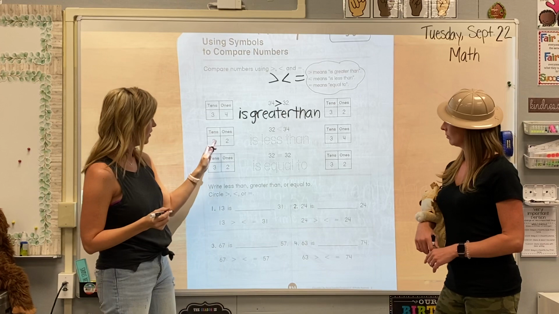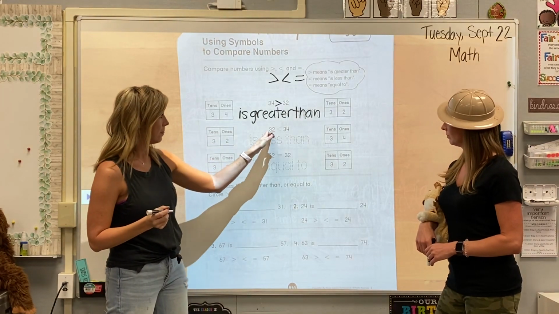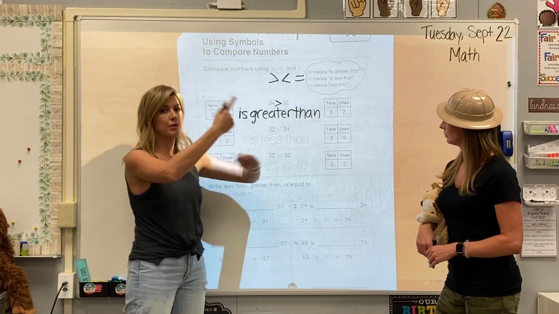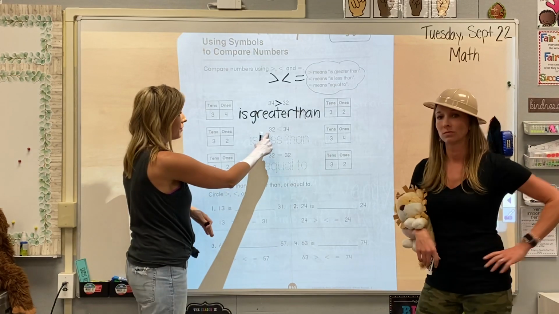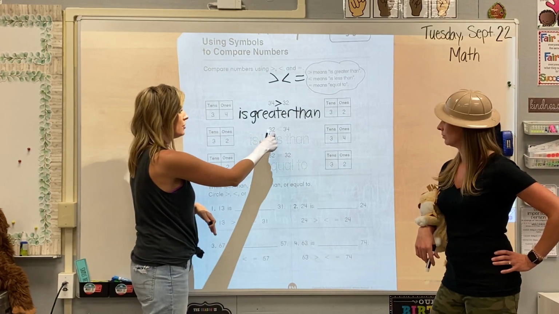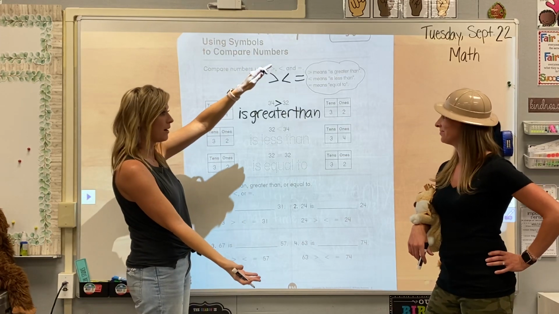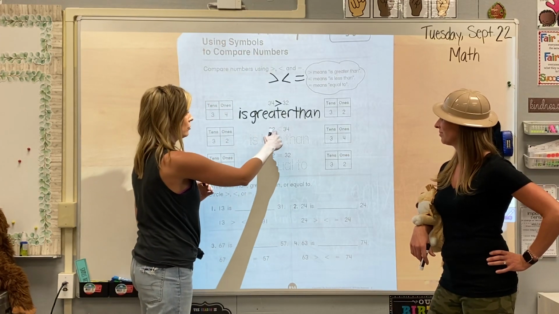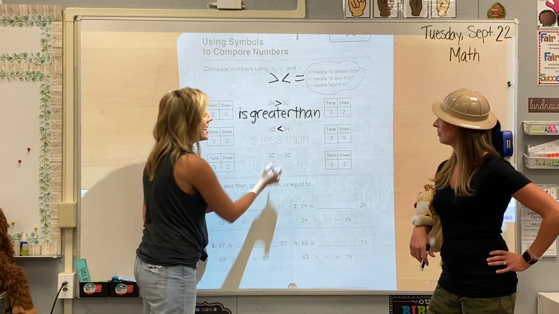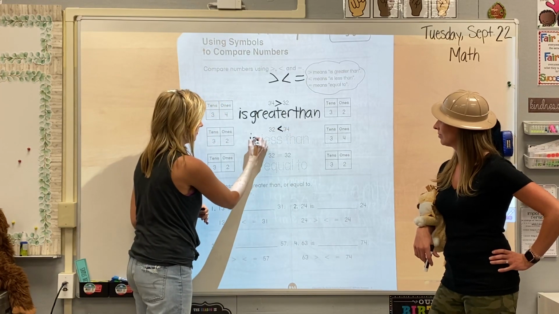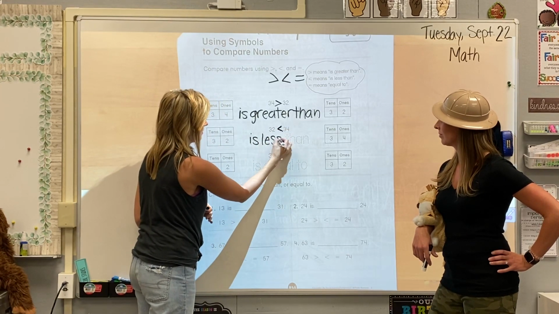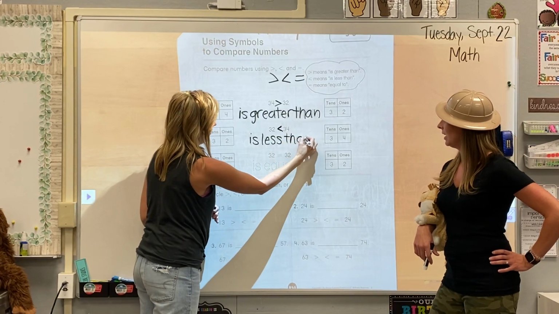Over here, we have 32, right here, and 34. So they kind of flipped those numbers around. So if I have the 32 first, that mouth flipped around because the bigger number moved spots. Now we're going to say 32 is less than 34.